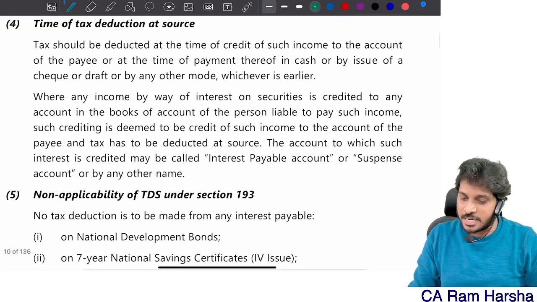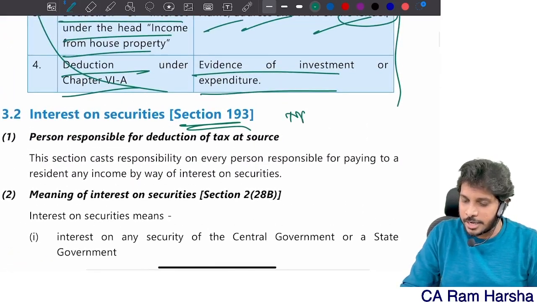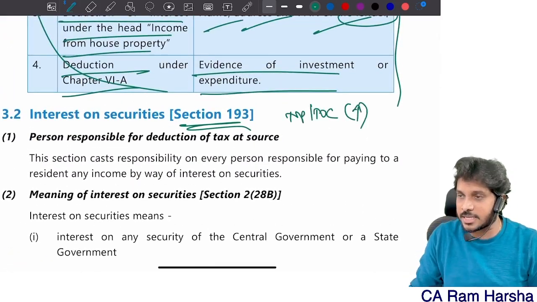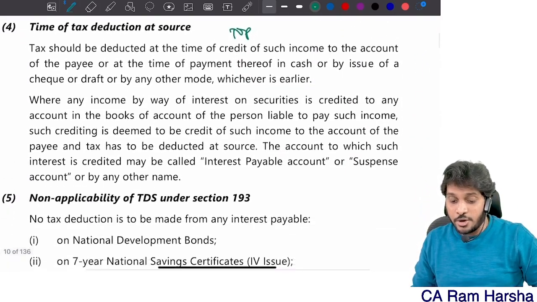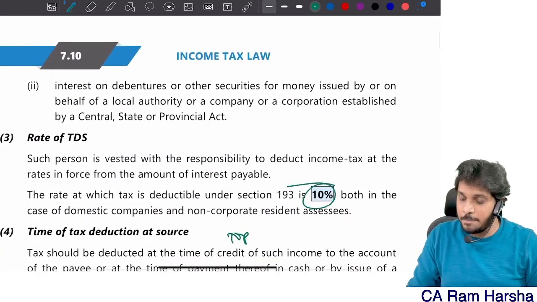So time of deduction is what? At the time of credit or at the time of payment, whichever is earlier. Time of credit, the section introduction itself. Time of payment, time of credit, whichever is earlier. Yes or no? When you should deduct the tax? At what rate you should deduct the tax? Here they have given 10%.